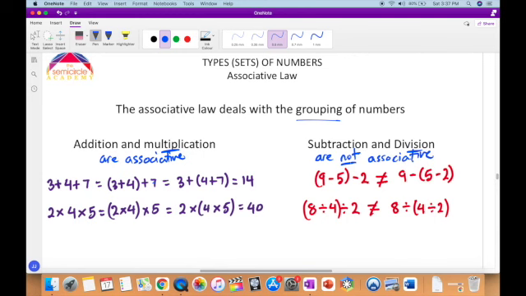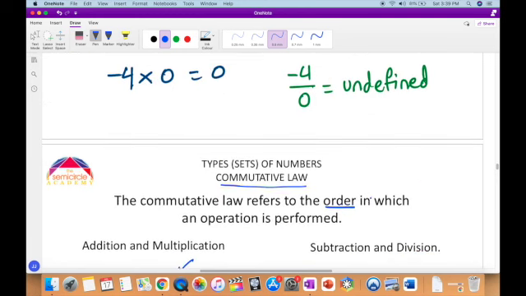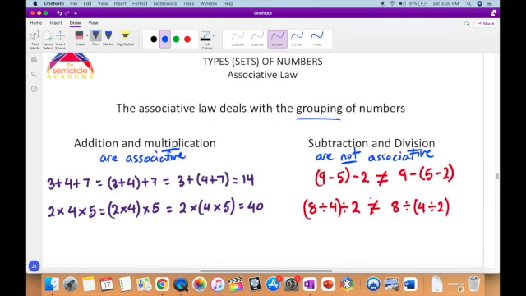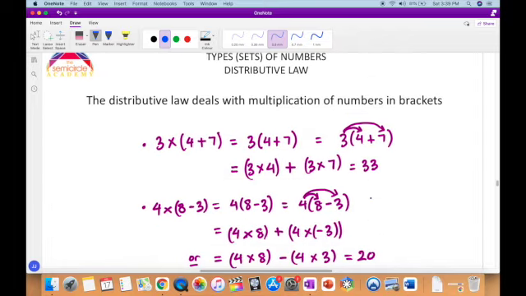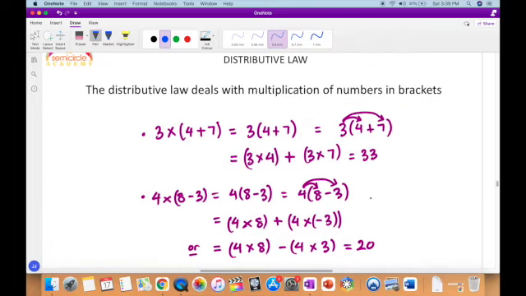Take your time. So we have the commutative law, the associative law, and the last of the laws is the distributive law. And this is something we'll use very, very often. The distributive law deals with multiplication of numbers in brackets.